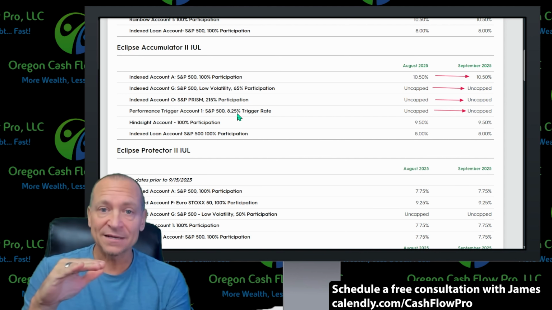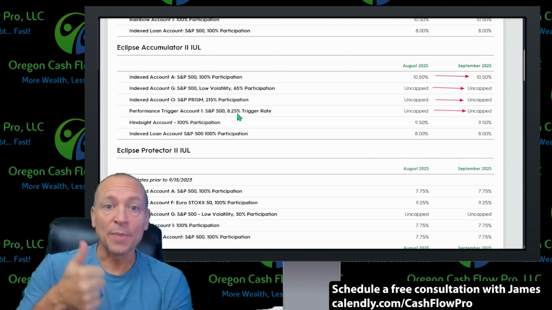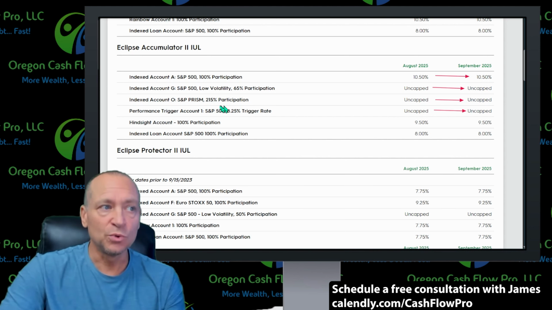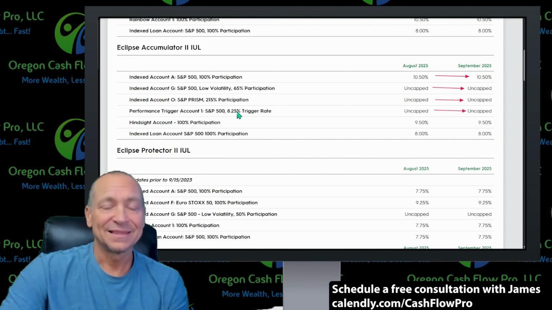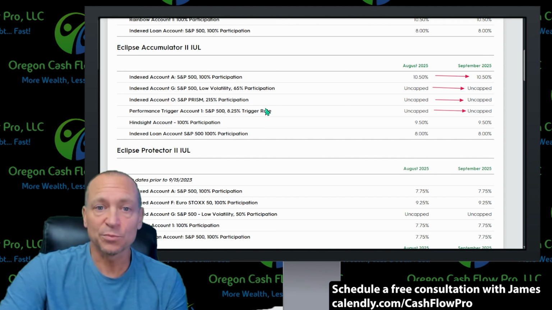If it's flat, exactly flat, or positive at all, you get the trigger rate of 8.25. The S&P tends to be positive 3 out of 4 years, so you could get 8.25 in 3 out of those 4 years, 0 on the other one. That's an average of a little more than 6% over those 4 years.